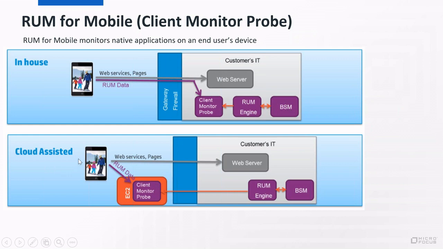And in a cloud environment, the RUM client monitor sits on one of the Amazon EC2 servers.